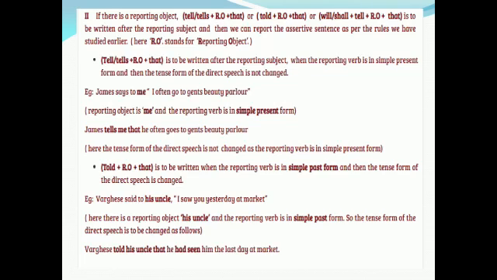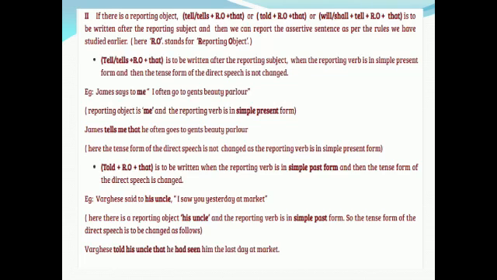Example, James says. Now, says is the reporting verb which is in present tense, and James, because it is singular, that's why says to me. Now here me is the reporting object. This is the change we are seeing. So here the reporting object is me and the reporting verb is in the simple present form. So what will happen? The tense will not change and it will be written as James tells. Why tells? Because there is a reporting object. So when we have a reporting object, say and said become tells or told. So James tells me that he often goes to Jen's beauty parlor.